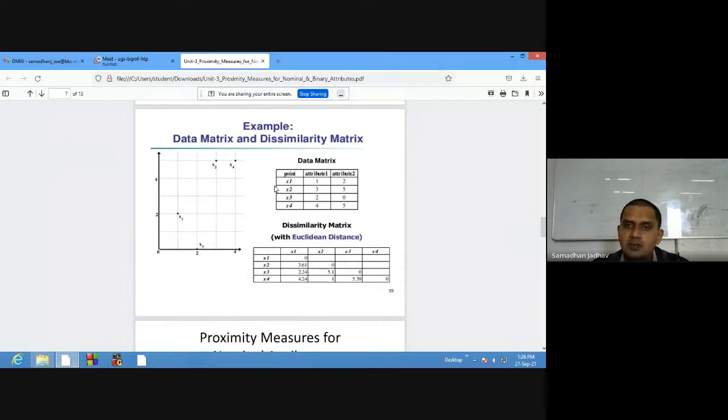See, this is one more example of data matrix. Here, these are points x1, x2, x3, x4, right? So you can consider them as objects, object 1, object 2, object 3, object 4, right? And these are attributes, attribute 1, attribute 2. So object by attributes, it's a data matrix.